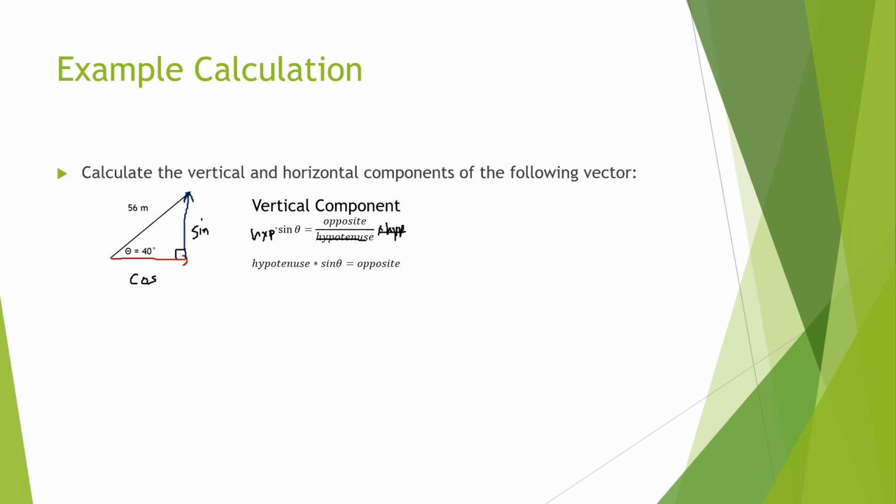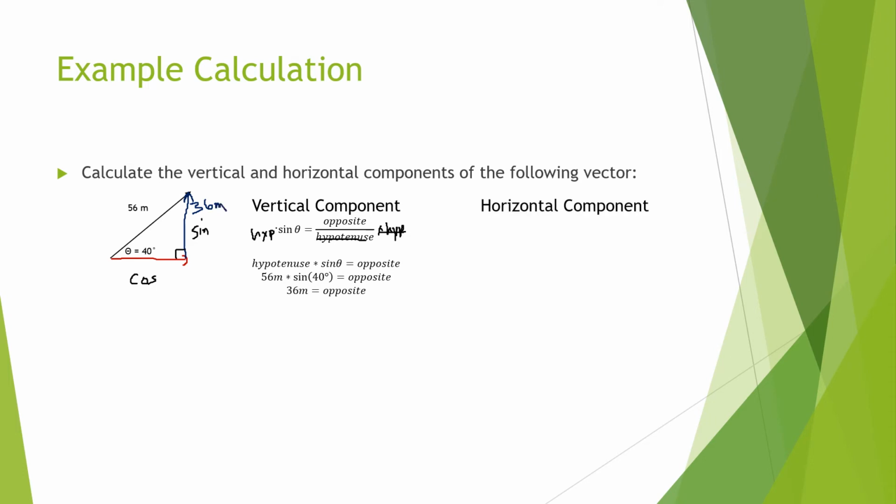Opposite, or the sine component, is the one I'm interested in here for the vertical. Then I can plug in my numbers. I have 56 meters times the sine of 40 degrees. Check to make sure your calculator is in degree mode here. If it's not, you want to make sure you put it in degree mode, because you'll get weird numbers if you keep it in radians. When we plug this in our calculator and we round it to 2 sig figs, we get a component that is 36 meters. So this vertical component, this blue component, is 36 meters.